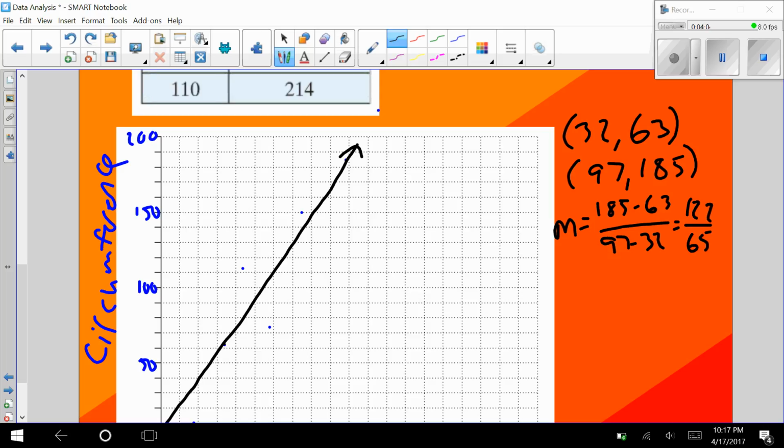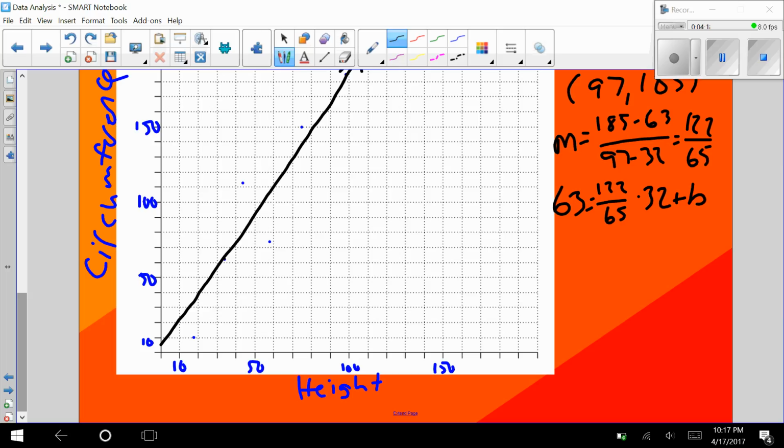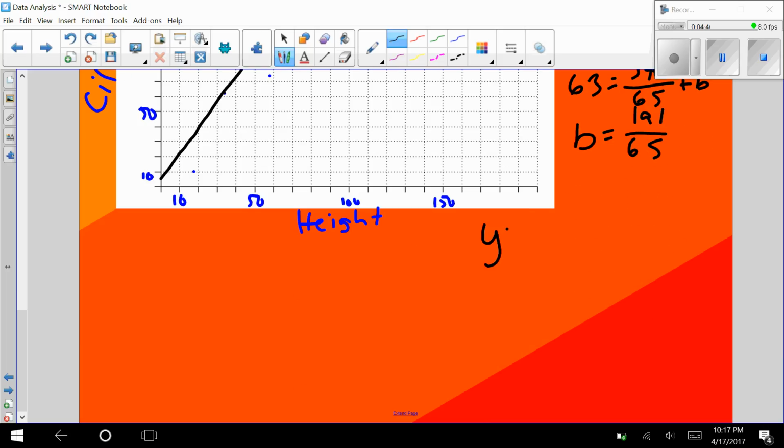Now I'm going to plug in one of my points. I'm going to use 32, 63. So y equals my slope times my x plus b, which is what I'm trying to find. So I'll multiply 122 over 65 times 32. And I get 63 equals 3,904 over 65 plus b. Subtract that 3,904 over 65 to the other side. And b is 191 over 65, which is about 2.94. So my equation is y equals 122 over 65 x plus 191 over 65.